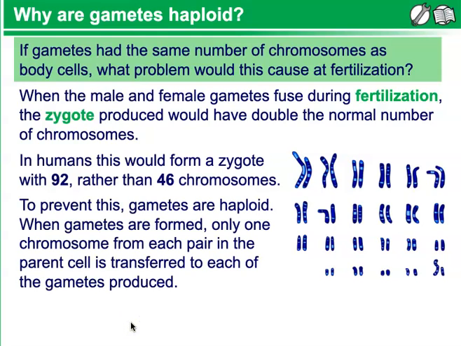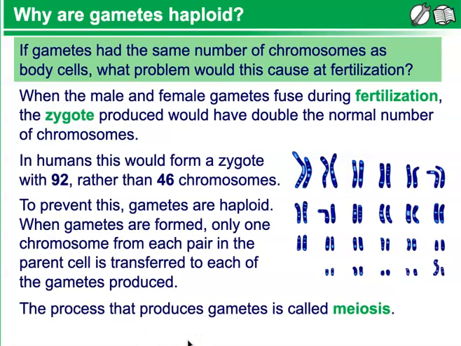To prevent this, gametes are haploid. They get half the amount of genetic information. When gametes are formed, only one chromosome from each pair in the parent cell is transferred to each of the gametes produced. The process that produces gametes is called meiosis.